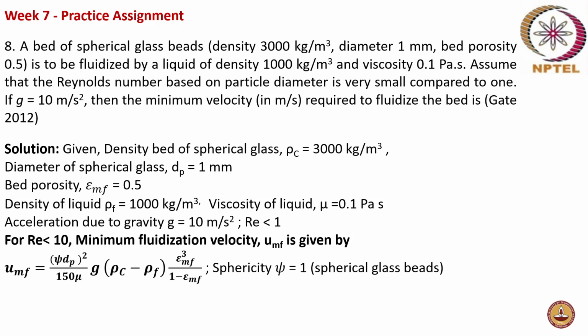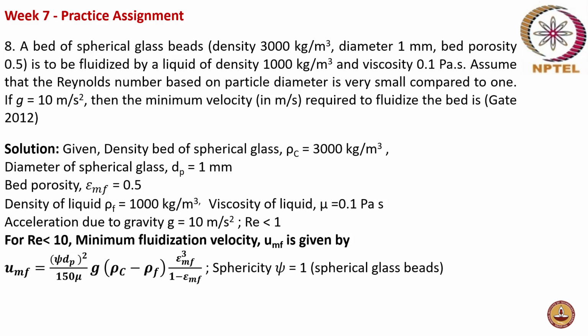So what we have to do is substitute all the parameters into this equation. Here psi is the sphericity. So what is the sphericity value in this case? They have given it is a spherical bead, so obviously the sphericity is equal to 1. Alright. So we have the diameter of the particle, which they have given as 1 millimeter. Acceleration due to gravity, we have the data, which is 10. And then the density of the glass beads is also given as 3000 kilogram per meter cube, and the density of fluid is 1000 kilogram per meter cube, and the viscosity of fluid is 0.1 pascal seconds.